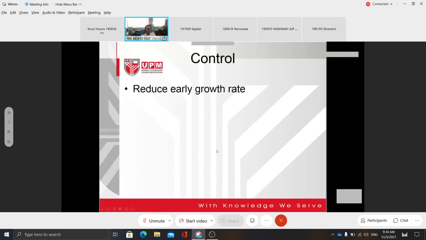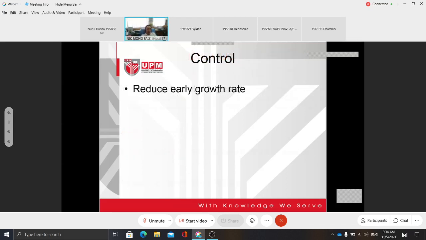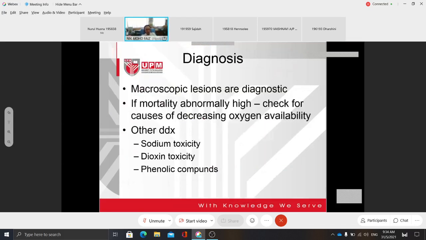For control, you may want to reduce the early growth rate. You don't want them to get fat so fast at the early stage, so that all the development is normal. Then at the end, you pump it up. Okay, that's about it for pulmonary hypertension syndrome.